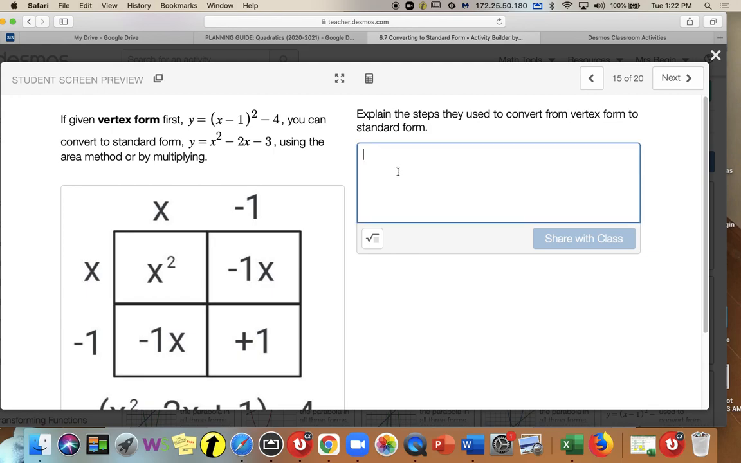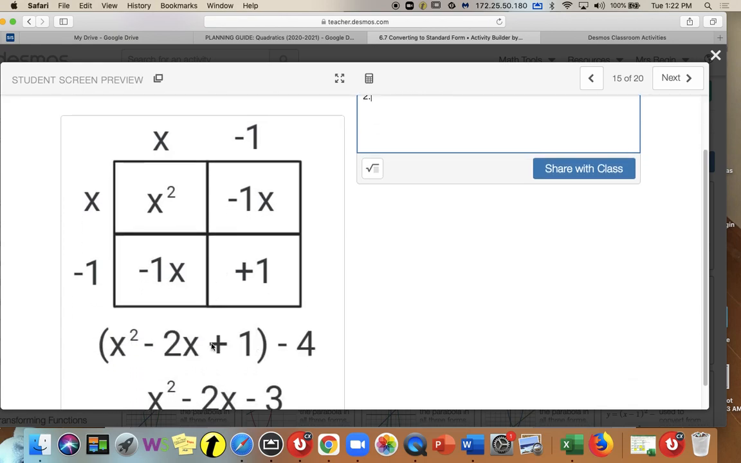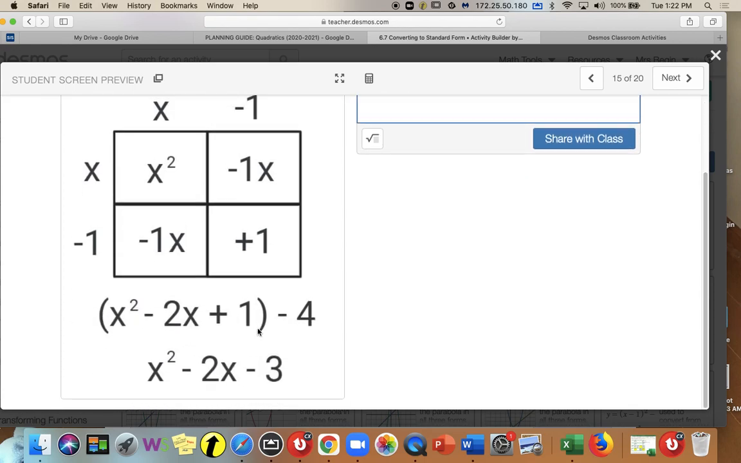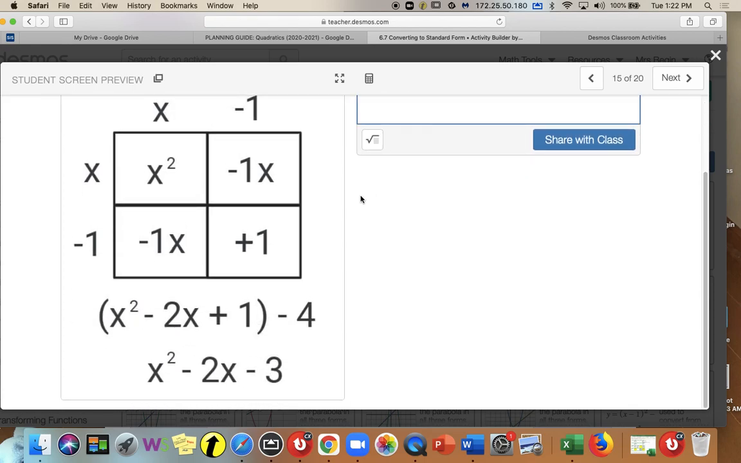So first step, multiply x minus 1 times x minus 1. Step 2 was, here they combine like terms, CLT, combine like terms. And step 3, subtract that 4 at the end. And you can only subtract it really from this, the +1, so you get the -3.